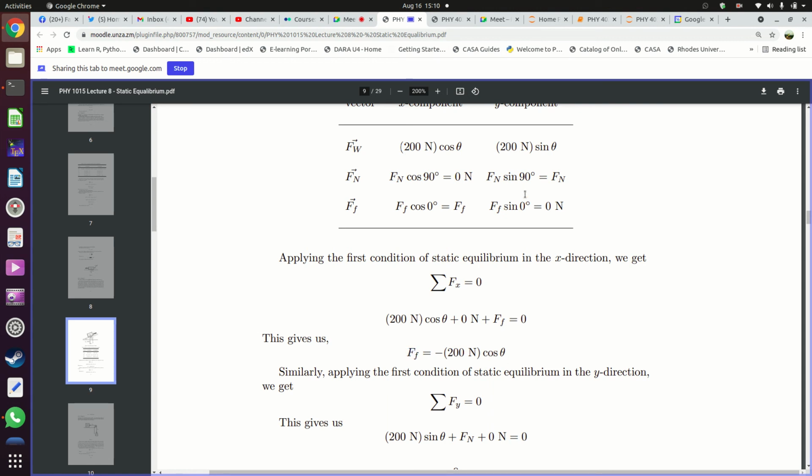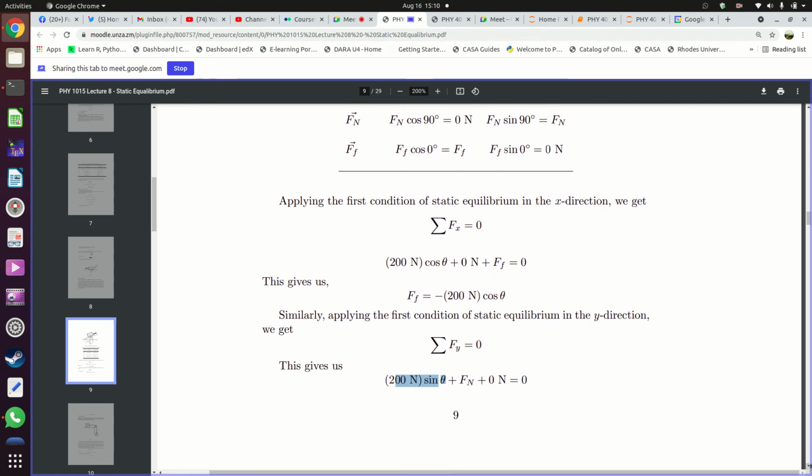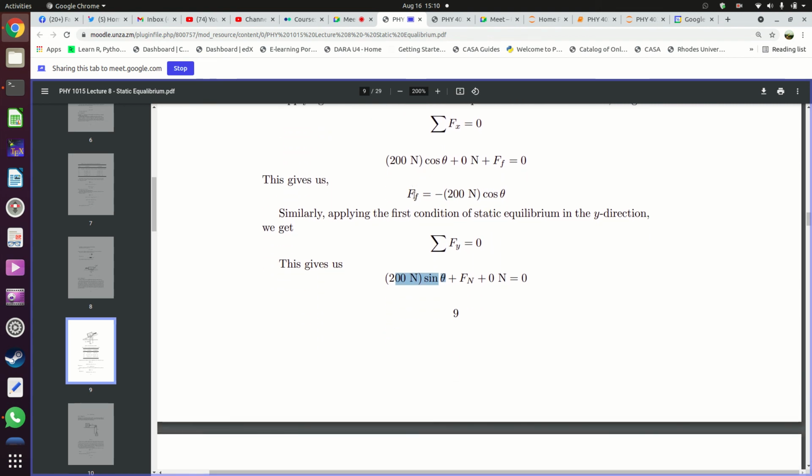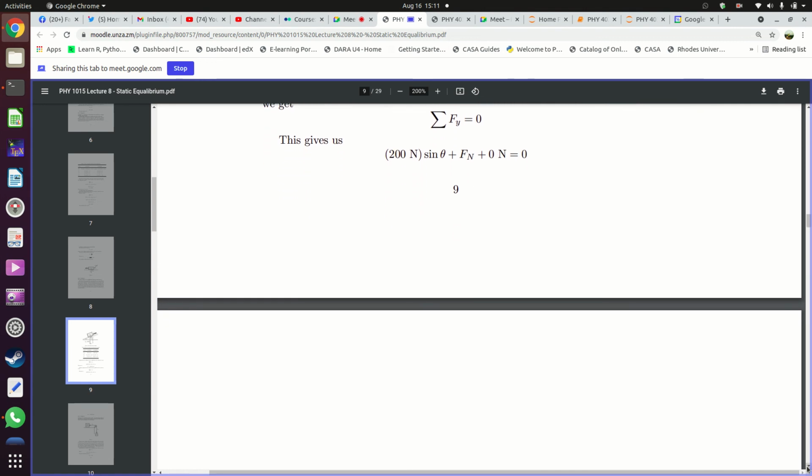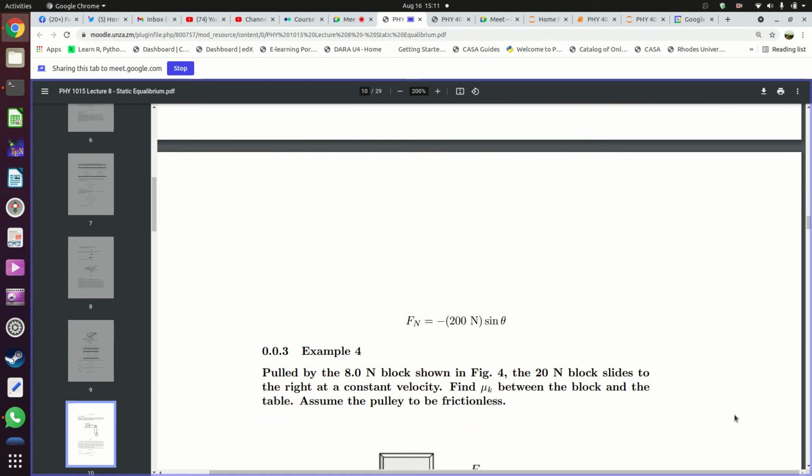Then if you do the same thing along the y direction, 200 sin theta plus this plus that. So you end up having, along the y direction, 200 sin theta plus Fn plus this bit equals 0. So we end up with Fn equals 200 something. Fn is equal to minus 200.